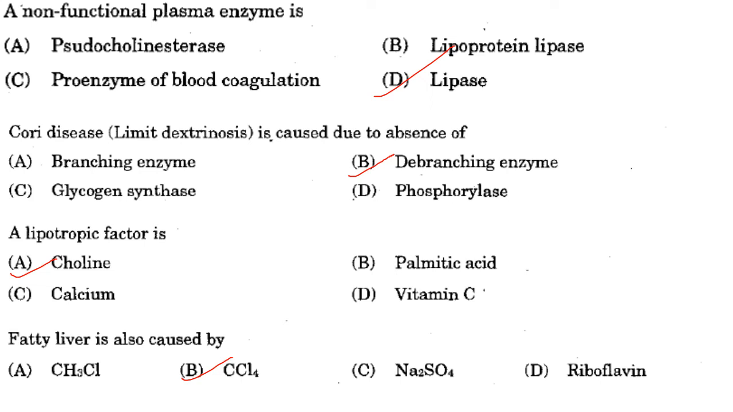Lipotrophic factors are substances which facilitate mobilization of fat and prevent accumulation of fat in the liver. They are called lipotrophic factors. So answer is option A, that is choline. Choline deficiency decreases oxidation of fatty acids, decreases phospholipid synthesis, and impairs lipoprotein synthesis. So answer is option A, choline. Fatty liver is caused by CCl4. Answer is option B.